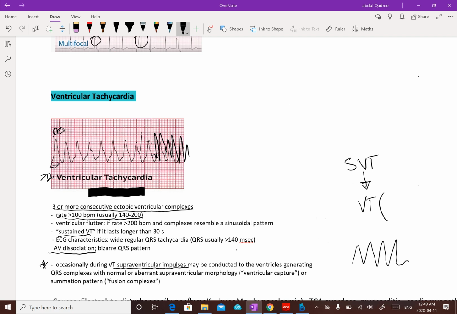Now during this time, a normal impulse can travel and cause a normal formation of, you see this part, is known as a ventricular capture beat basically. So it somehow passed through, and during that time it went through the ventricles and caused a normal QRS complex. And this is what's known.